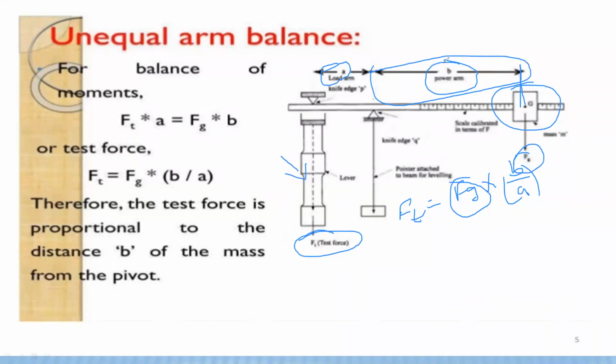So I can measure the power arm, and I know the load arm also. Then finally I can calculate Ft is equal to Fc into B by A. So I can find the test force by using this unequal arm beam balance scale. Therefore, the test force is proportional to the distance of the mass from the pivot.